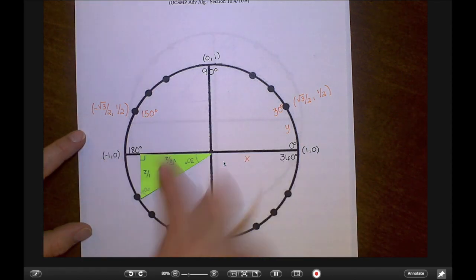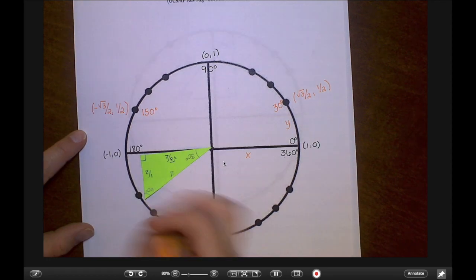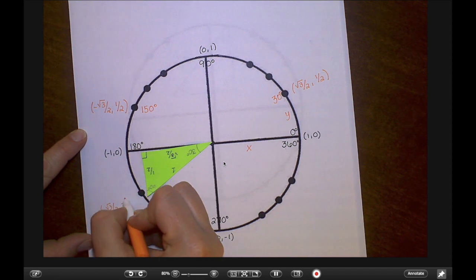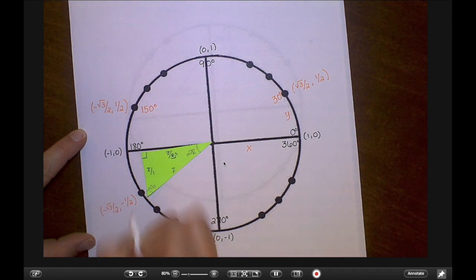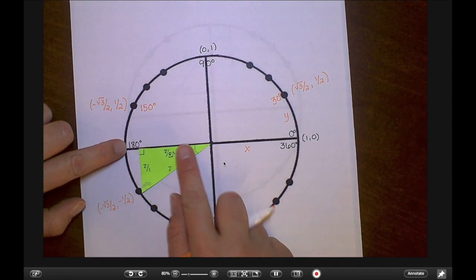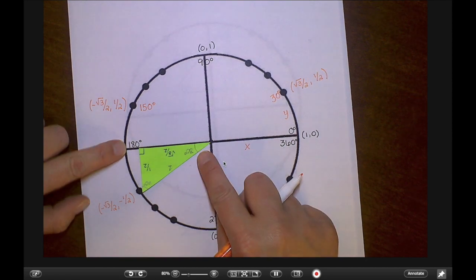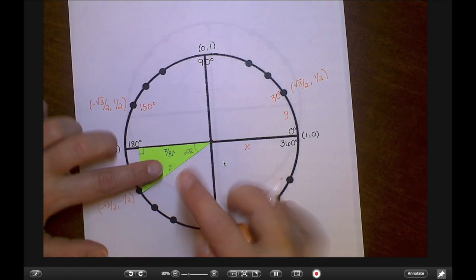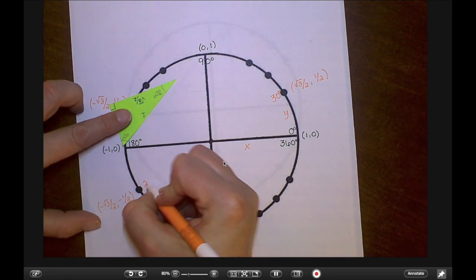This is negative on the x-axis. This is negative on the y-axis. So down here, I'm at negative square root of 3/2 and negative 1/2. And as far as naming that angle, I would probably say I'm at 180 degrees and then I'm going an extra 30 degrees to travel down to there. So 180 plus 30 is 210 degrees.